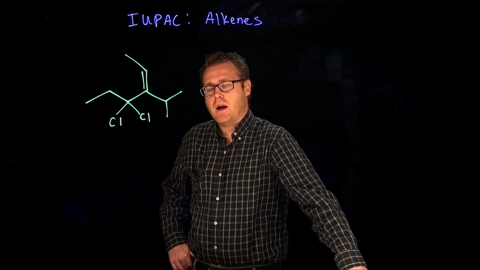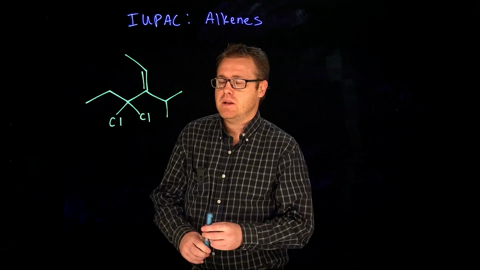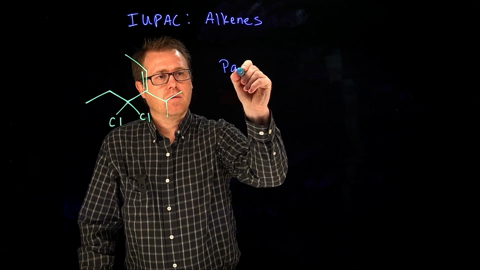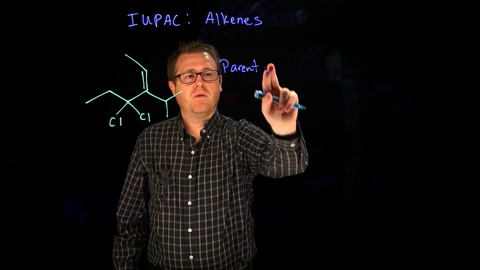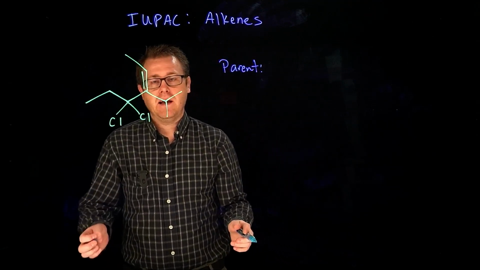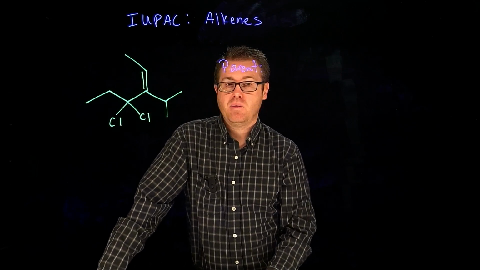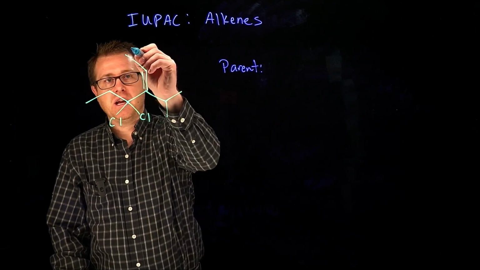In this video, I'm going to go over alkenes. So the process is very similar to naming alkanes. We need to find the parent. But now we have to number the carbon chain in such a way as to include the alkene in that longest carbon chain.